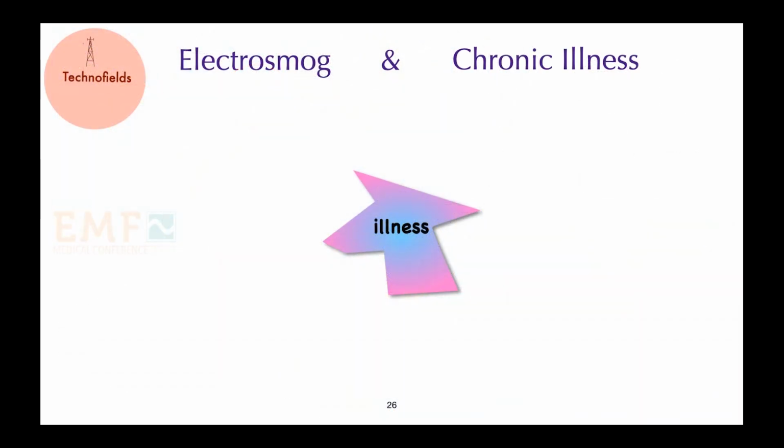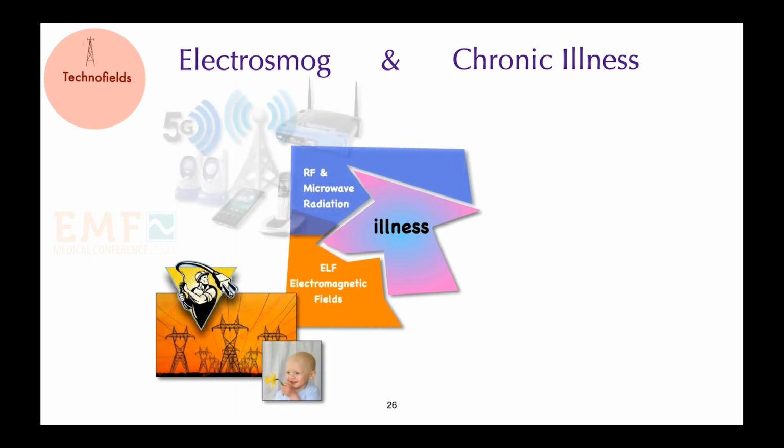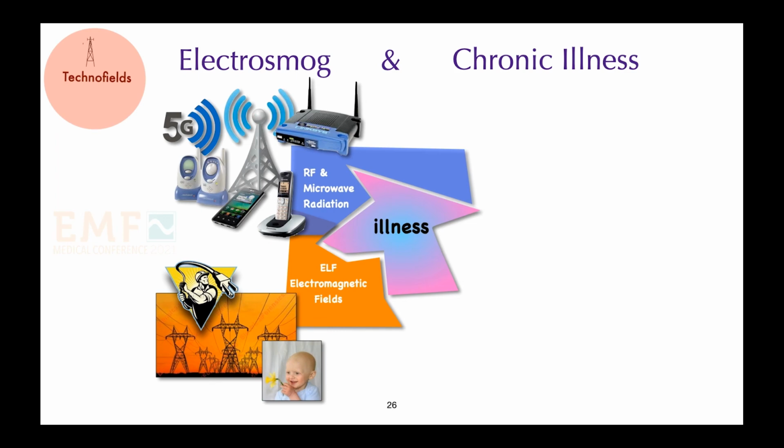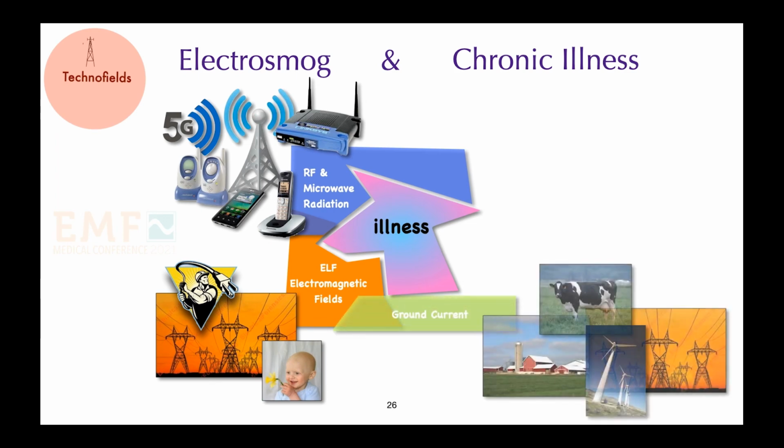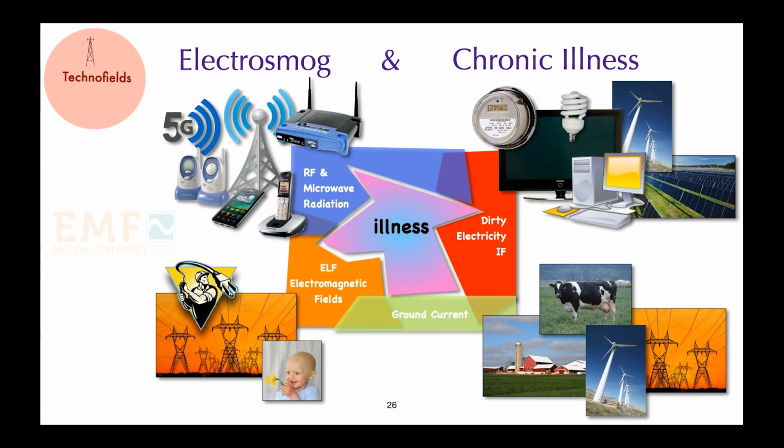I classify electrosmog into 4 categories, and all of these contribute to chronic illness. Extremely low frequency electromagnetic fields, radio frequency and microwave radiation that includes 5G technology, ground current pollution that few people know about, and dirty electricity that is generated by the many devices we have in and near our home.